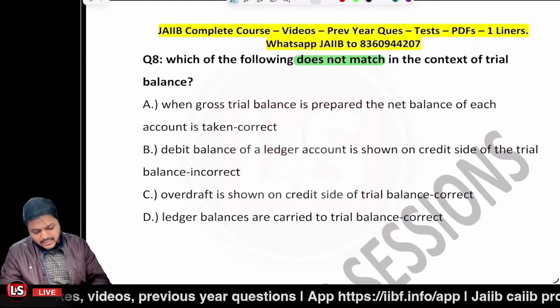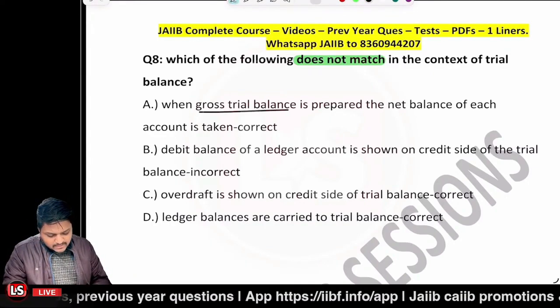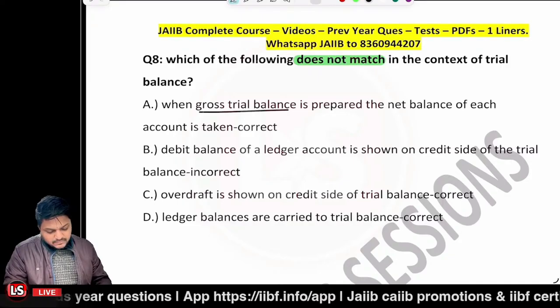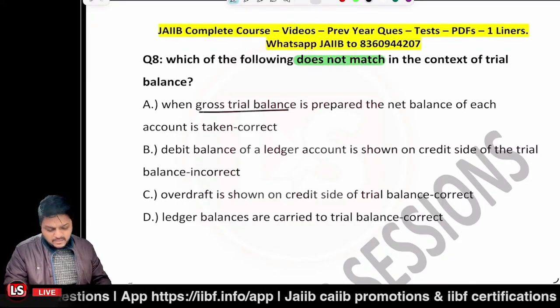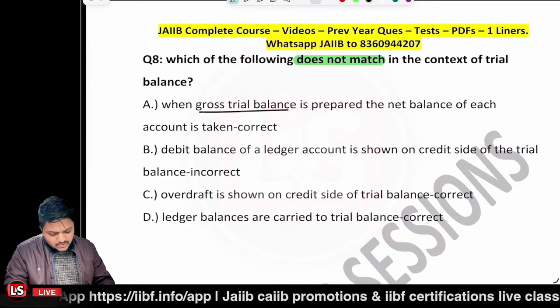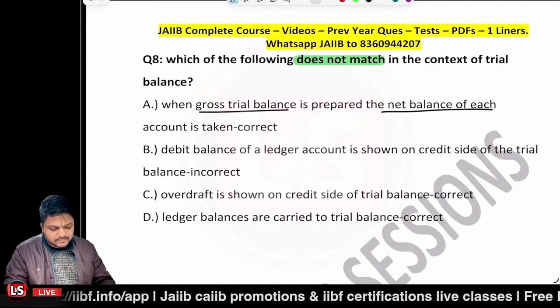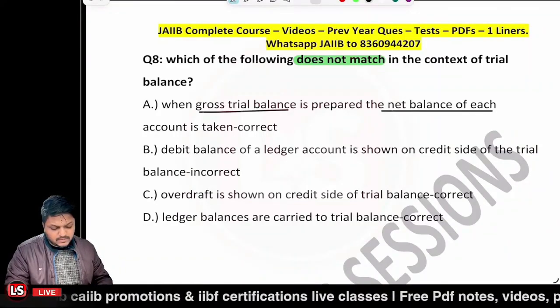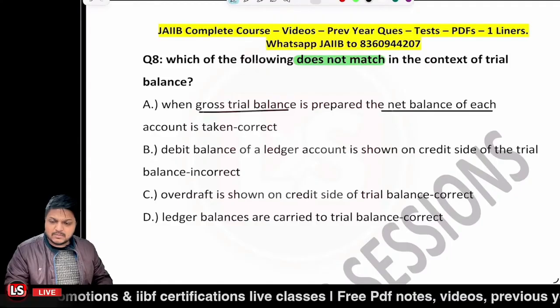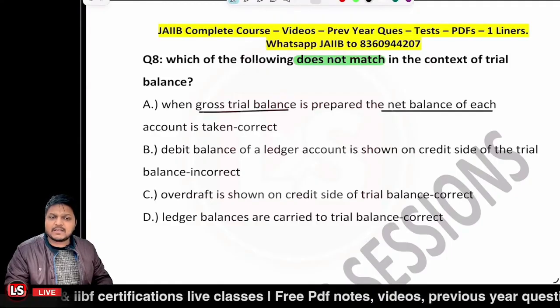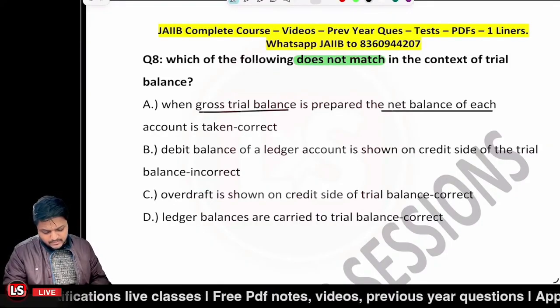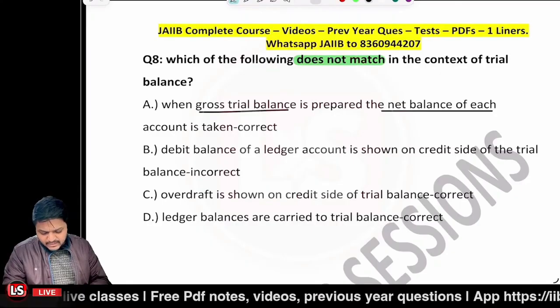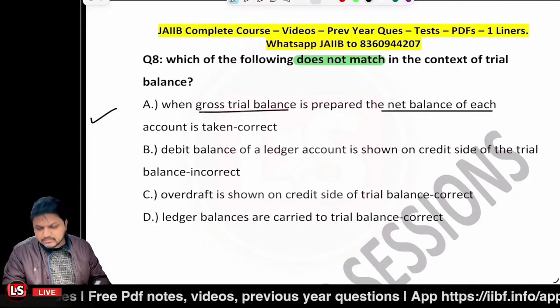See, in the case of the gross trial balance, when the gross trial balance is prepared, the net balance of each account is taken. Is it true? The net balance is not taken. The total of debit and credit is taken. So this is not correct, right? And that is not matching. So definitely this should be the answer.